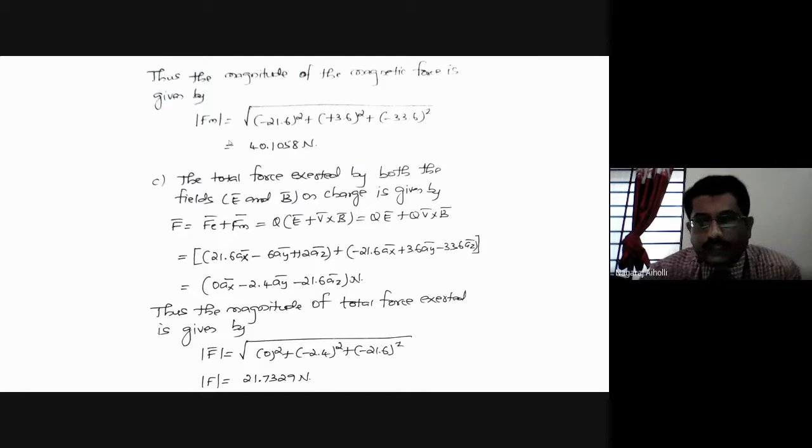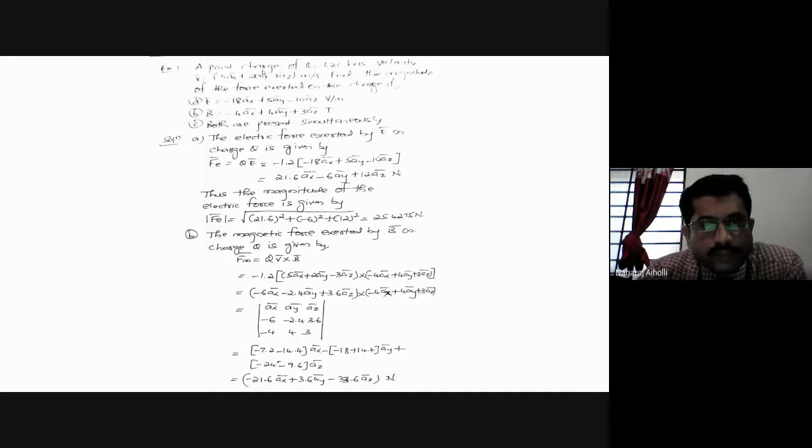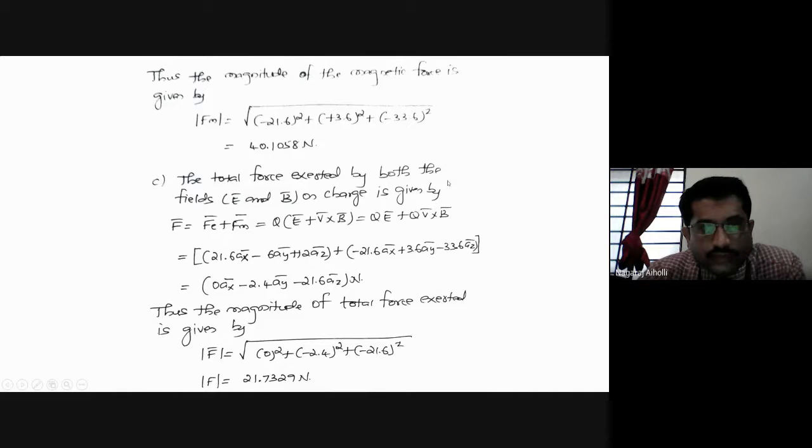Then the next one, third part of the problem. What they have asked, both are present. That is E bar and B bar both are present. Then what is the magnitude of the force exerted on the charge? That is the total force exerted by both fields E bar and B bar on the charge is given by F bar is equal to Fe bar plus Fm bar. It is QE bar plus QV bar B bar. Take Q common, it will be Q into bracket E bar plus V bar B bar. That is equal to QE bar plus QV bar into B bar.